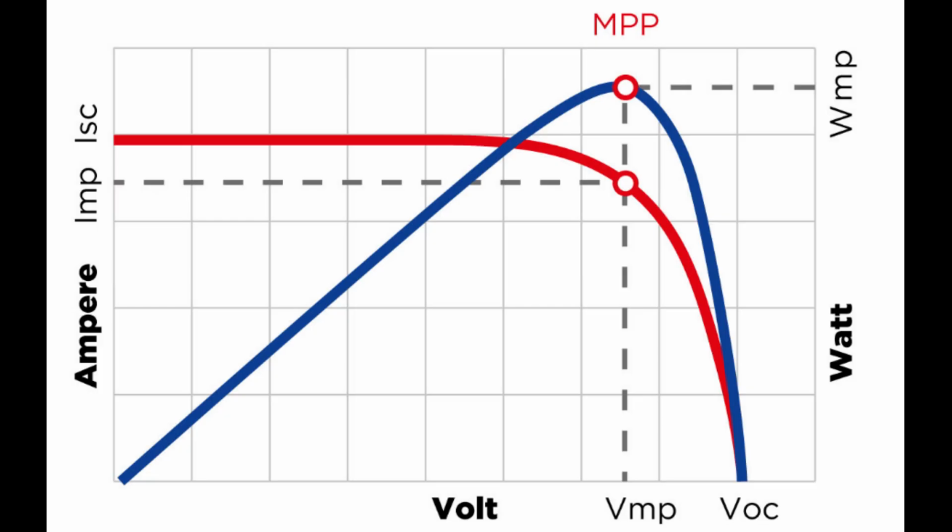This graph shows amps versus voltage in red and watts versus voltage in blue. This illustrates a maximum power point for a solar cell at one illumination. The point at the peak of the blue power curve is the maximum power point.